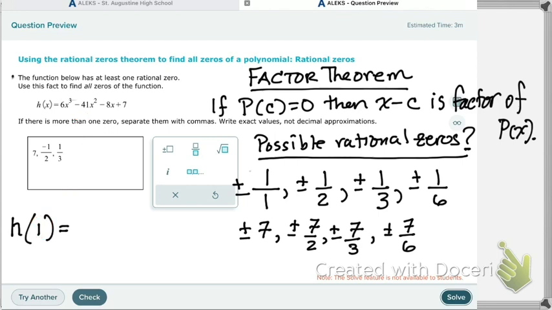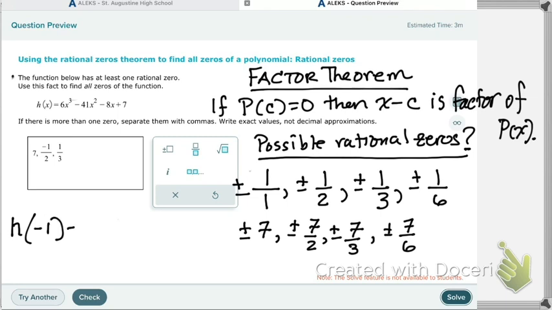So I'm going to go H of 1. And what do I get? I get 6 minus 41 minus 8 plus 7. All right, now I don't really care what that may be specifically. All I care about is whether or not it equals 0. And this clearly does not equal 0. So I move on.